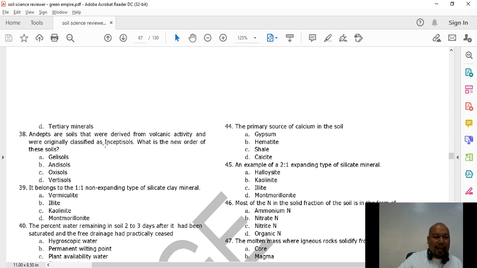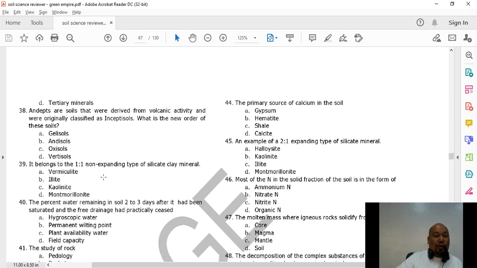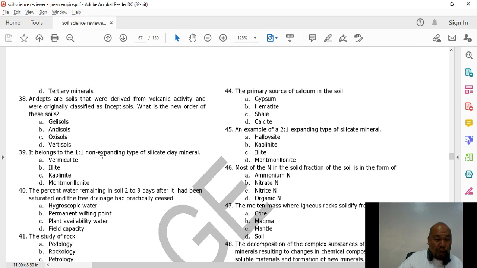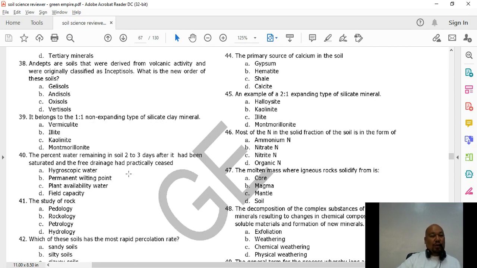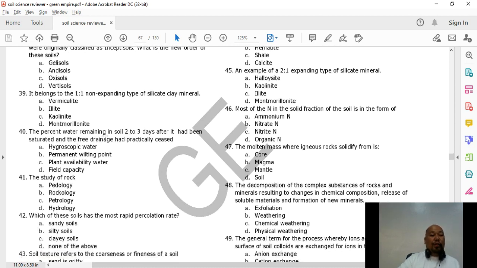39. It belongs to the 1-to-1 non-expanding clay type. That's for Ma'am Alesna. Percent water remaining in 2 to 3 days. This is interesting. Percent water remaining in soil 2 to 3 days after it had been saturated and the free drainage had practically ceased. Hygroscopic water, permanent wilting point, plant availability. It's presented weirdly. Available water, or the proper term is field capacity. The correct answer is actually field capacity.